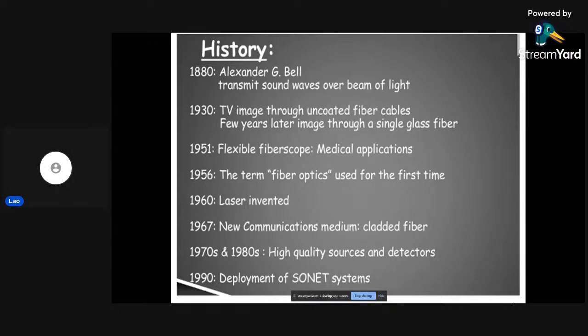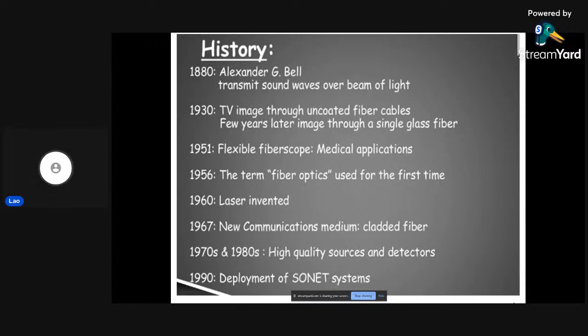In 1956, the term fiber optics was used for the first time. Then the laser was invented in 1960. Yung cladded fiber naman, for radio communication medium noong 1967. Then, around 1970 to 1980, nagkaroon ng high quality sources and detectors. In 1990, nagkaroon na ng deployment of the SONET system.